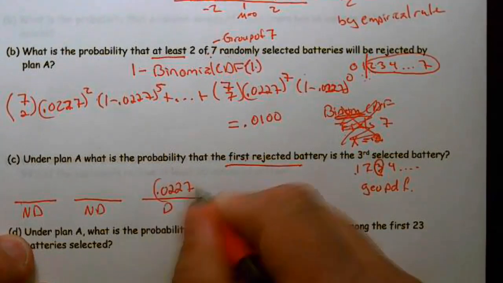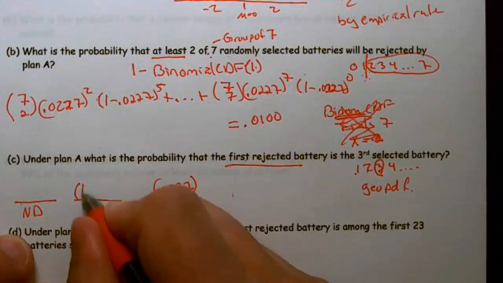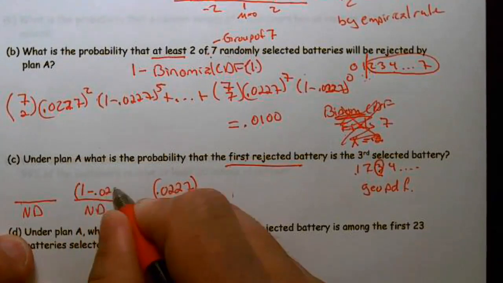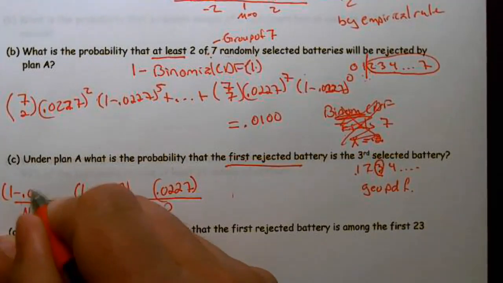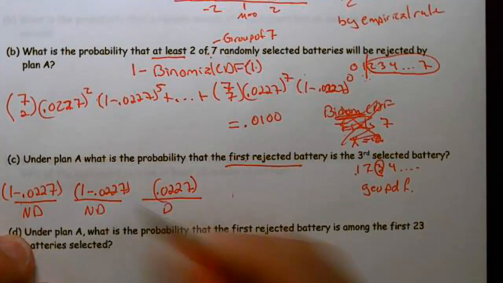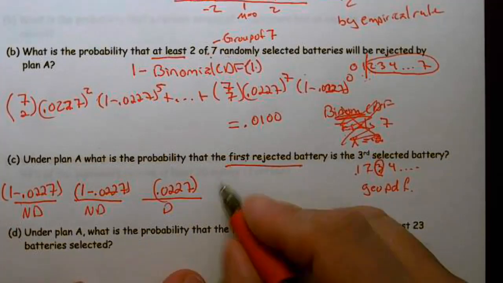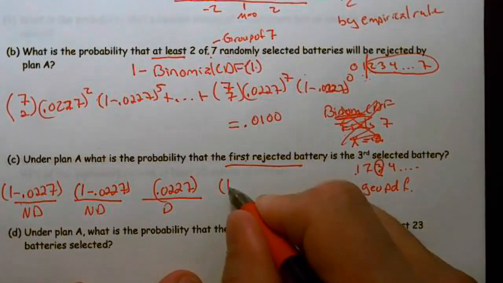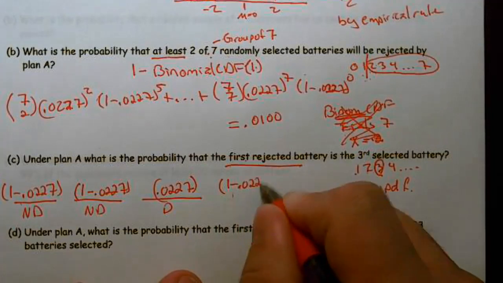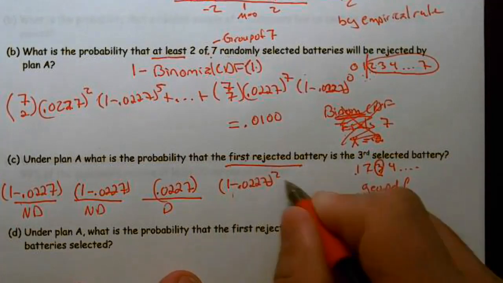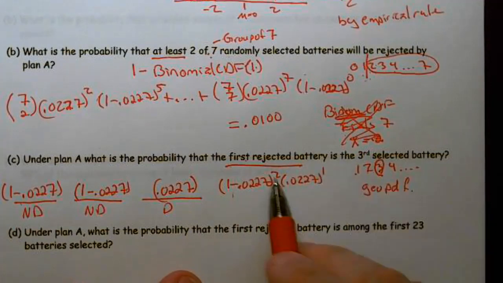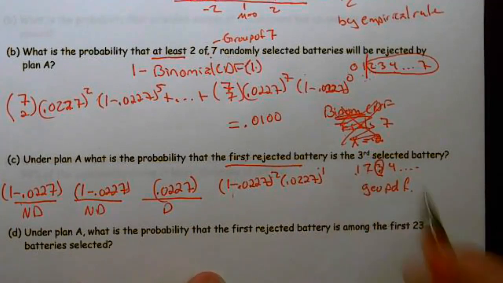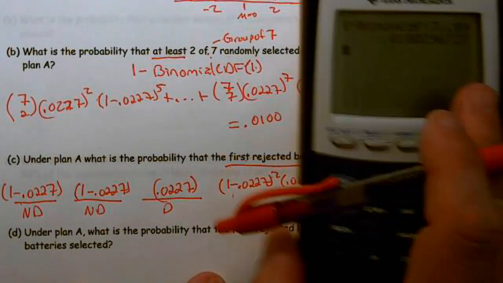0.0227. Probability this is not defective is 1 minus 0.0227. And this is also going to be 1 minus 0.0227. So really, this could be summarized as 1 minus 0.0227 squared times 0.0227 to the first. Notice 2 plus 1 is 3 because this is going to be a geometric PDF, and our X value is going to be 3.